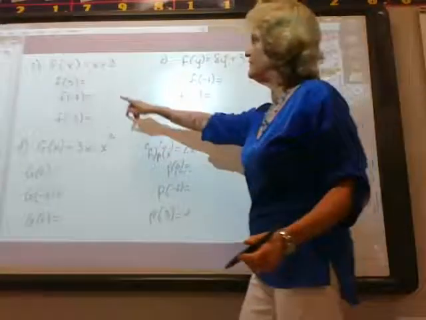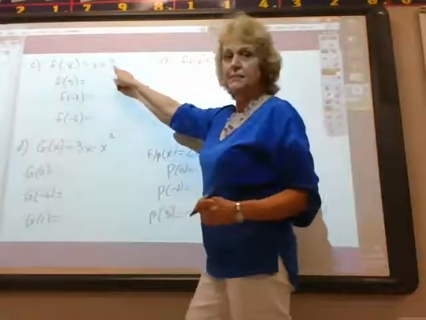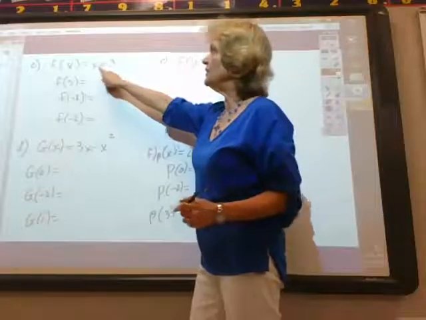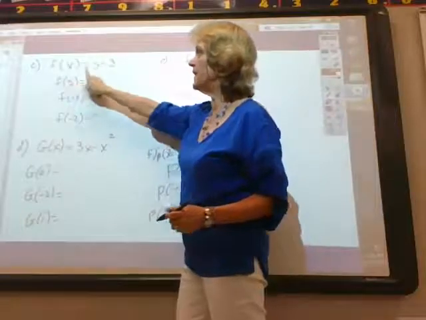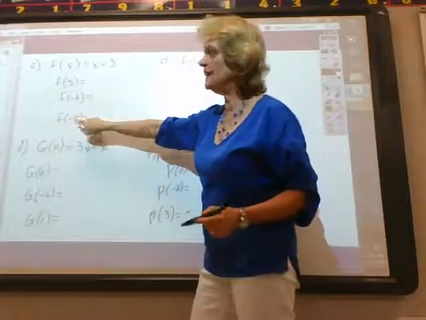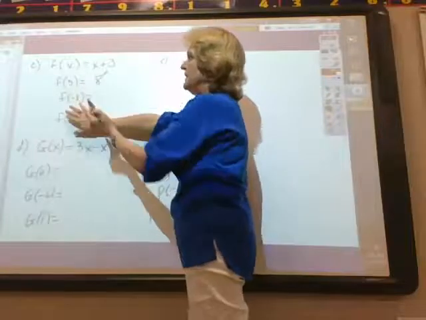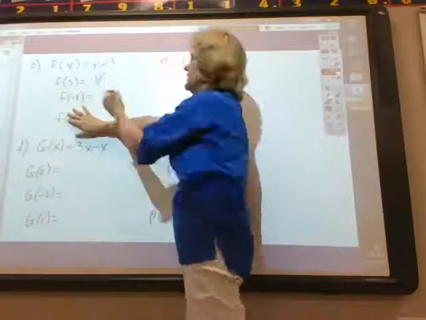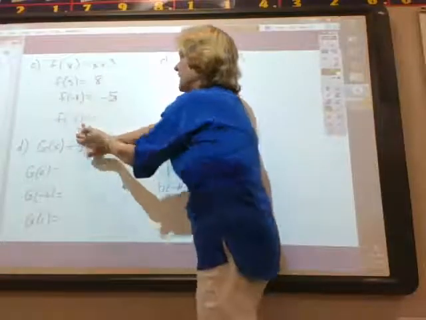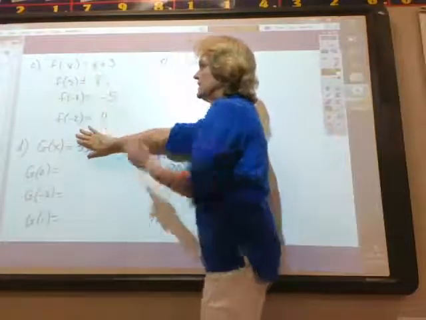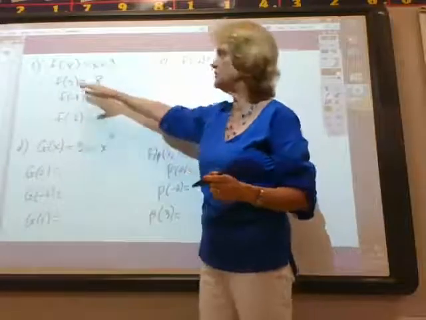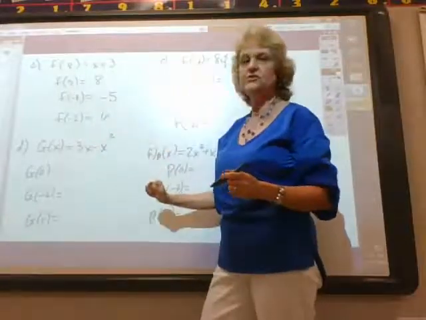First function, f of x, is x plus 3. So where you see an x, you'll plug in 5, and negative 8, and negative 2. So when I plug in 5, 5 plus 3 is 8. Negative 8 plus 3 is negative 5. And negative 2 plus 3 is 1. All right, so you're just plugging in the value into the given function.